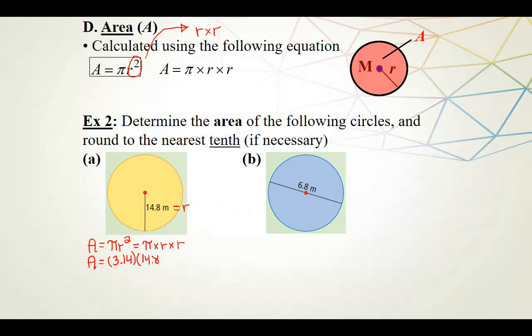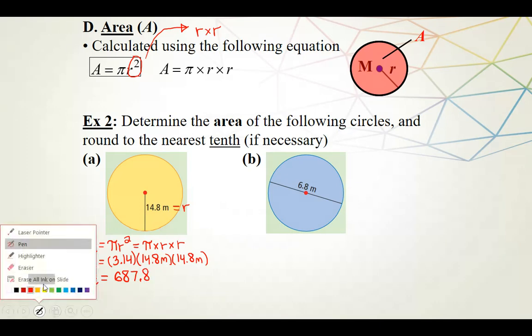Then I have bracket 14.8 meters. Then another bracket 14.8 meters. If you have these 3 brackets that are side by side, it's just telling you you're going to multiply them all together. So then this would be equal to, plug it in, 3.14 times 14.8 times 14.8 would give you 687.7856. But I want to round that to the nearest tenth. So the nearest tenth would be 687.8.